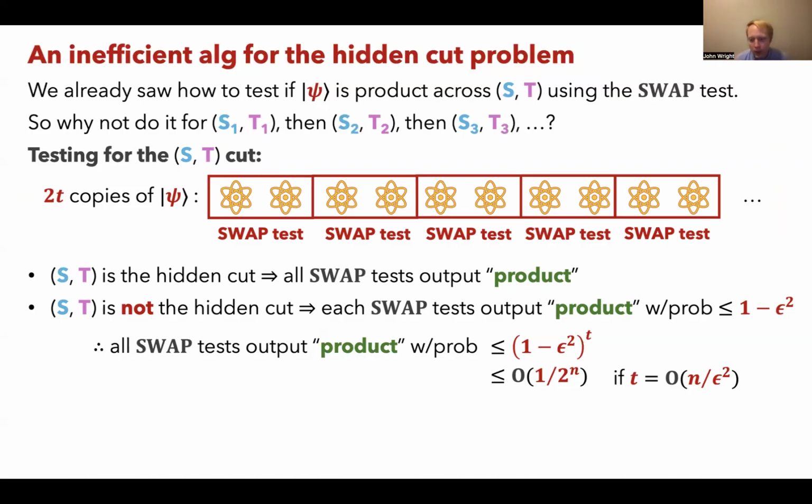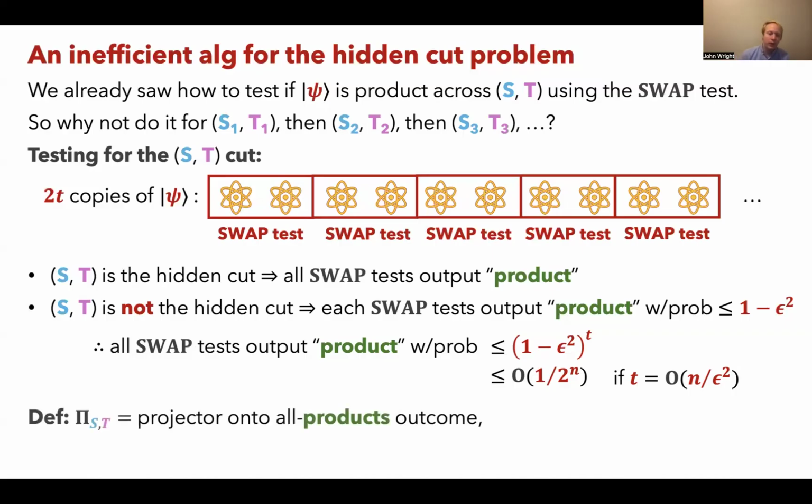Like if t is 1 over epsilon squared, you have (1 minus epsilon squared) to the 1 over epsilon squared. That becomes roughly 1 over e, and then we additionally raise it to the n power. That's how we get 1 over 2 to the n. So with this many copies, we can get exponentially small probability of outputting product in the case when we're actually entangled.